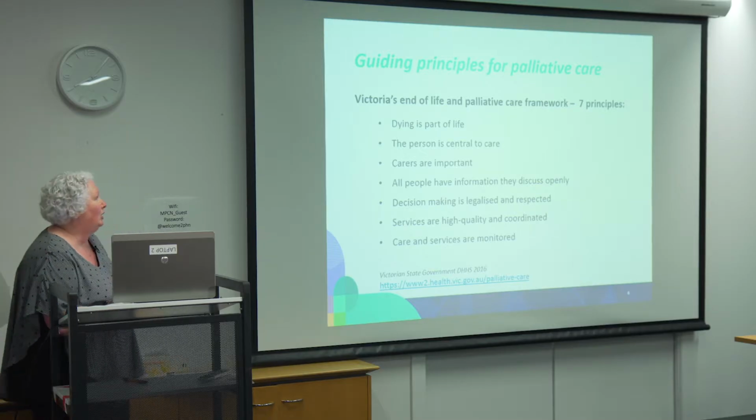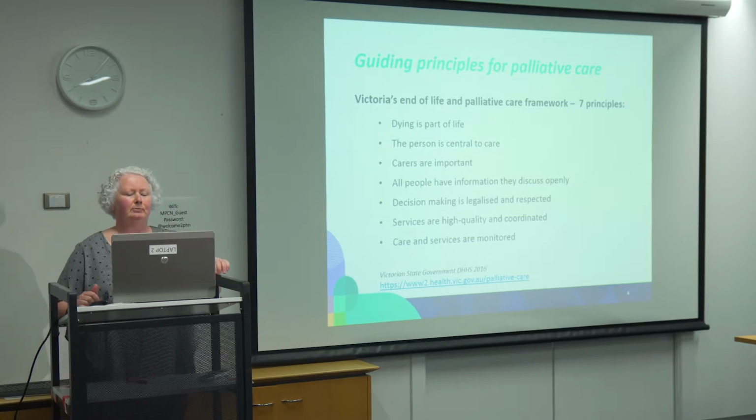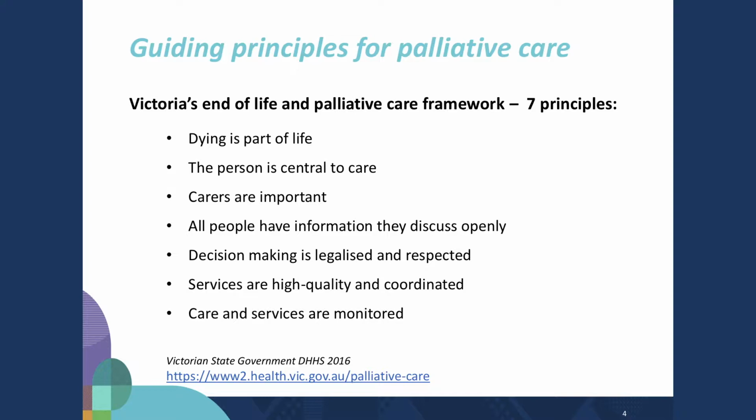And very important to review the person's psychosocial needs and spiritual needs, what rituals are going to be important for that person and for their family at the time of their death and after their death. The guiding principles for palliative care from the Victorian End-of-Life and Palliative Care Framework are basically 7 principles. So acknowledging that dying is a part of life, the person is central, and their carers are also very important. It's making sure that people have information that they can discuss openly, understanding their decision-making needs and the legal implications of that, making sure that they have access to high quality and coordinated services which are monitored for their quality.